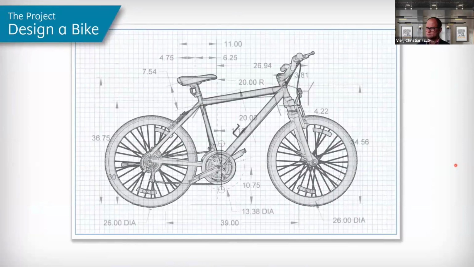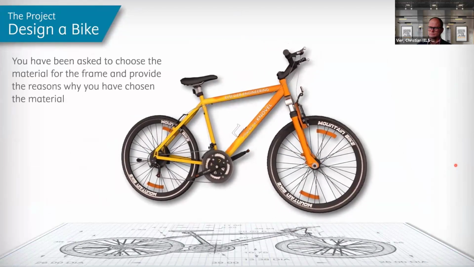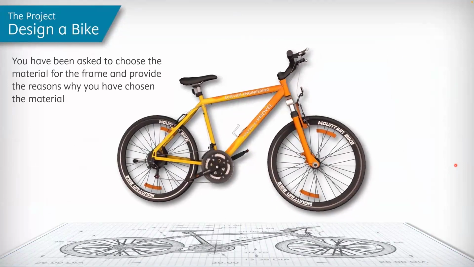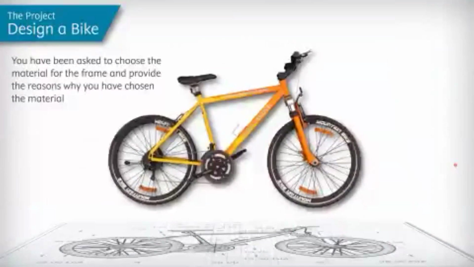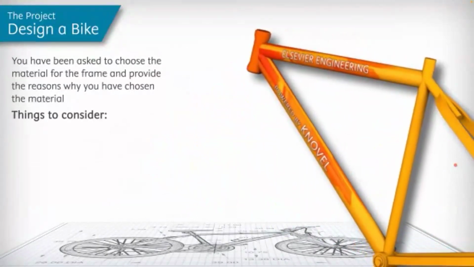This semester, your class is working through designing a bike. Your current assignment is to choose the material for the bike frame and provide the reasons why this particular material was chosen. Your professor recommends you consider the following during the assignment.